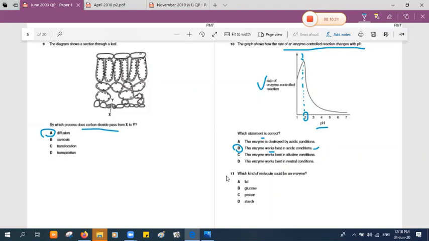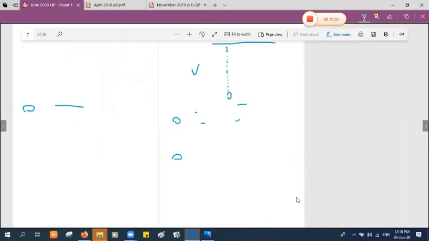Number 11, which kind of molecule could be an enzyme? Very easy one. Of course it will be C, because enzymes are proteins, made of protein.